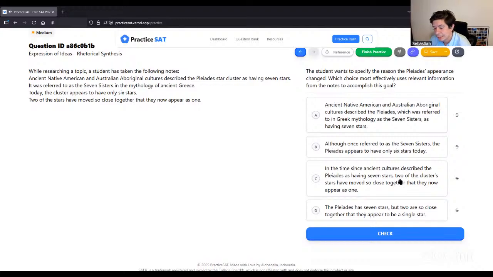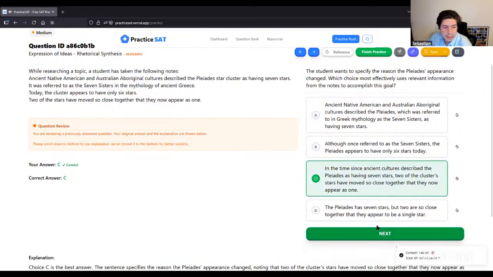The Pleiades has 7 stars, but 2 are so close together they appear to be a single star. Okay, it's because 2 of the stars have moved so close together. So it should be D. Or C, actually. 2 of the cluster stars have moved. C, that explains the reason. Okay, great. All right.